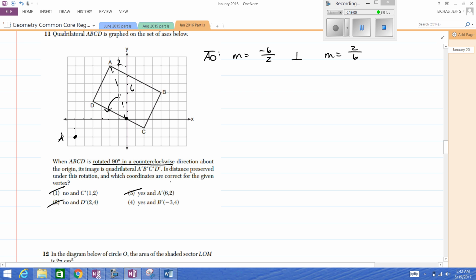We know this is the answer, but let's just show it. From B to the origin. All right, B to O. The slope is 3/4. We got to go perpendicular, use a negative 4/3. We got to head this way. So the run is 3, the rise is 4. B prime is going to end up right there, and that should be negative 3, 4.